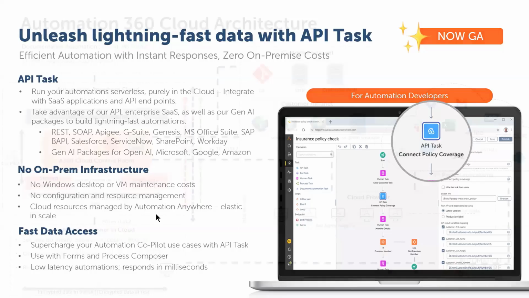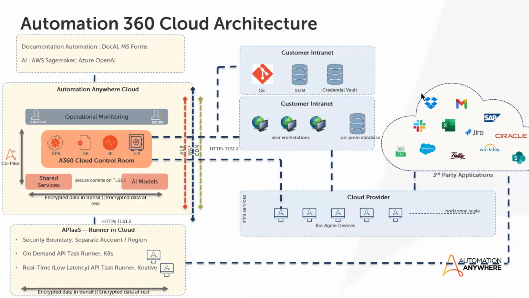So next, I'd like to cover a little bit about the architecture of API tasks. So this is the control room on the left, and then below it you have the API AAS. That means API as a service infrastructure, and then on the right you have your infrastructure. Like you could have your workstations, your databases, and bot runner infrastructure that you have currently, right?